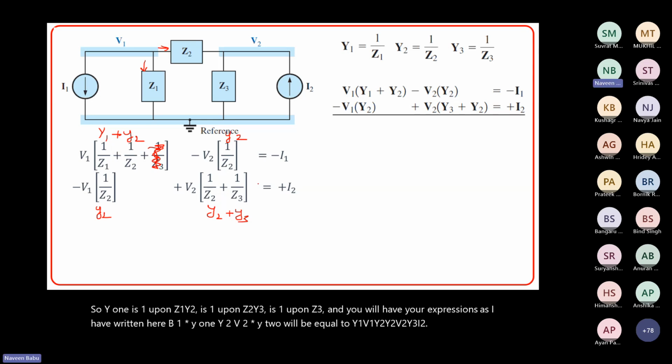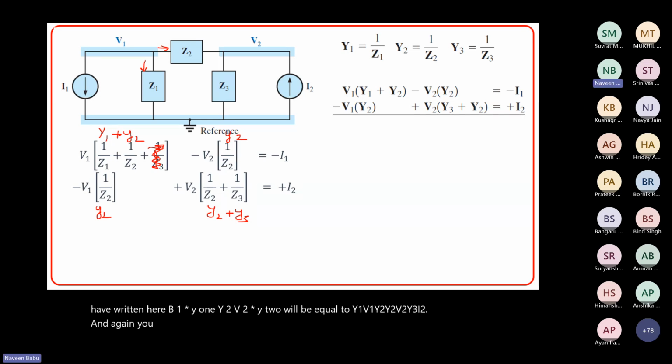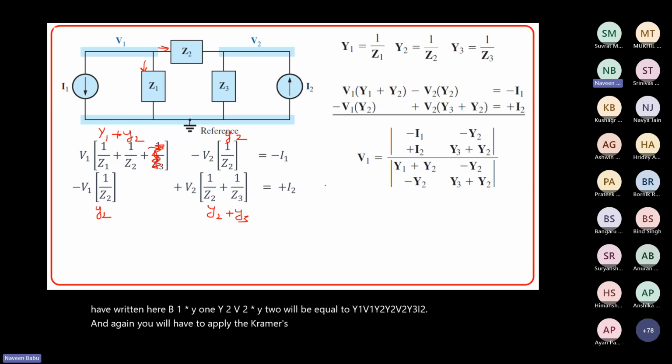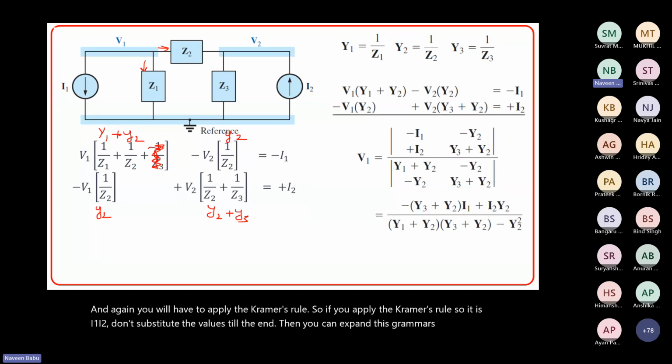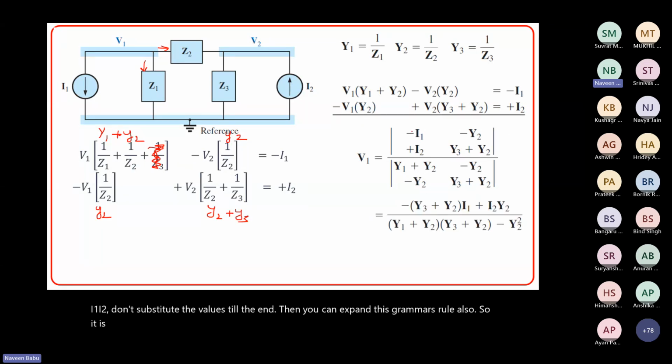And again, you will have to apply Cramer's rule. So if you apply Cramer's rule, it is minus I1, I2. Don't substitute the values till the end. Then you can expand this Cramer's rule also. So it is Y3 plus Y2 multiplied by minus I1. Minus of minus will become plus, and I2 Y2, divided by the determinant.